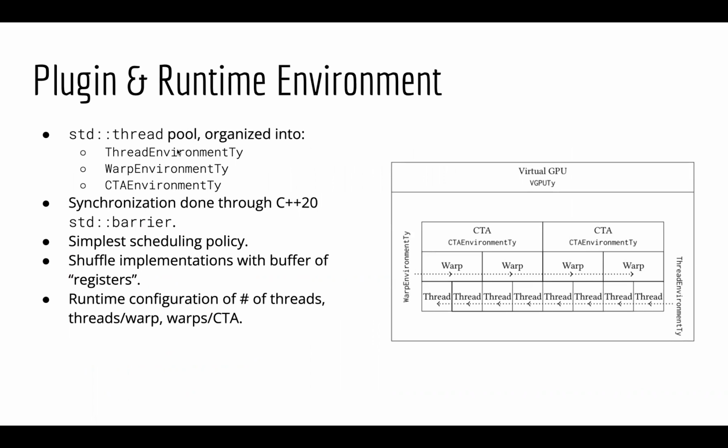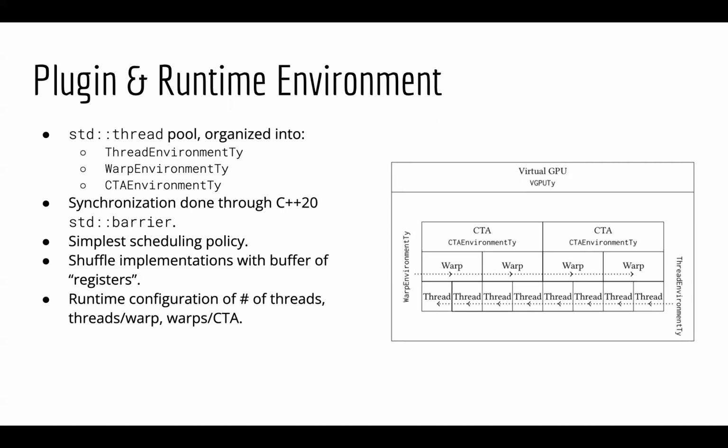So in the plugin, we have the runtime environment. We have a thread pool, and all the threads in the thread pool are organized into three hierarchies: thread, warp, and CTA, which is basically the same as a real GPU. All the synchronization is done through the C++20 std::barrier, because on the GPU we have different levels of synchronization, and they are implemented in that way. For now, we only support the simplest scheduling policy, but we are going to add more in the future.